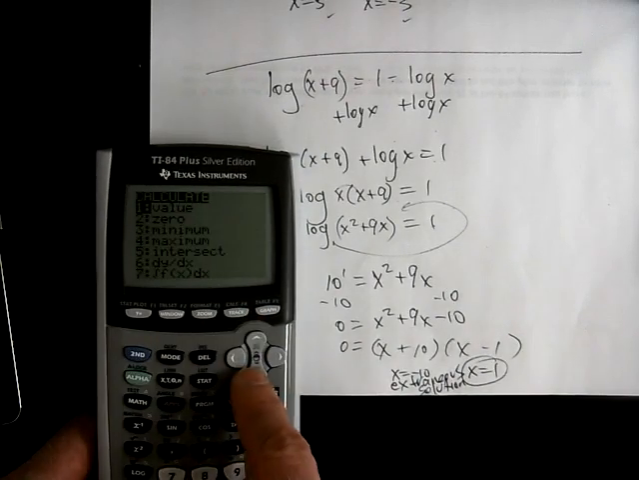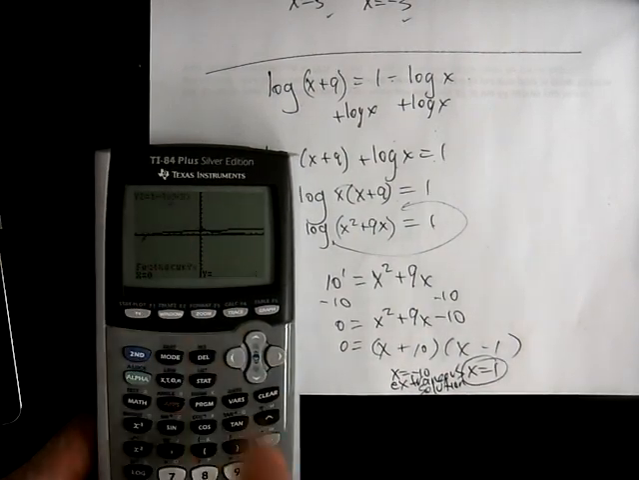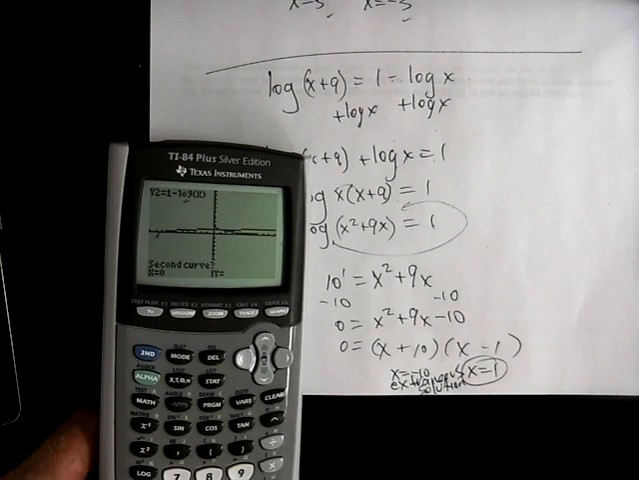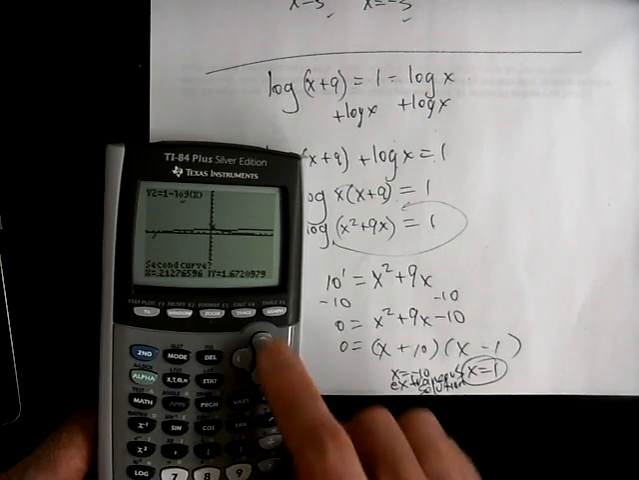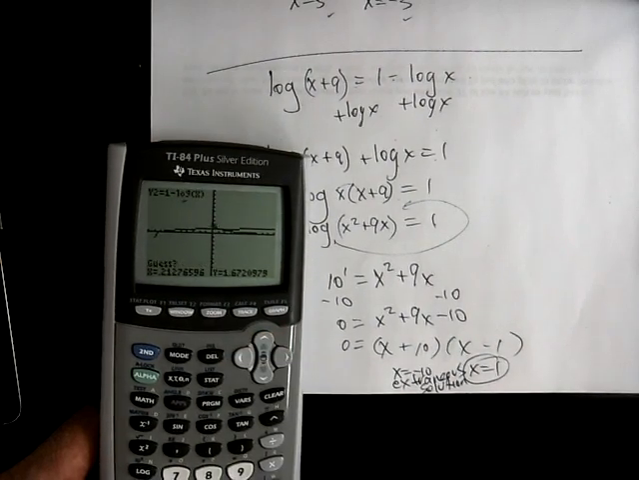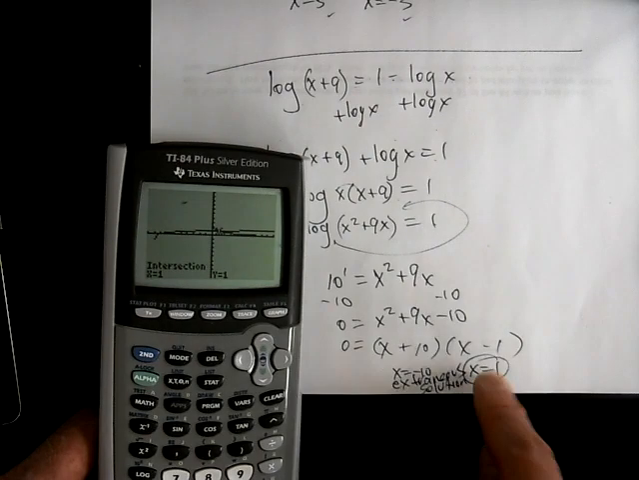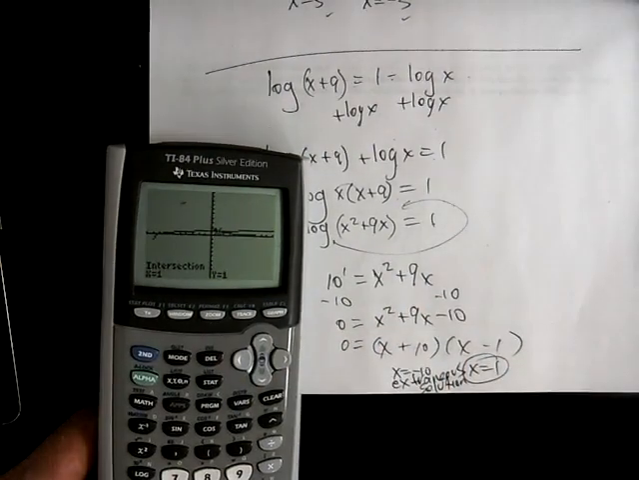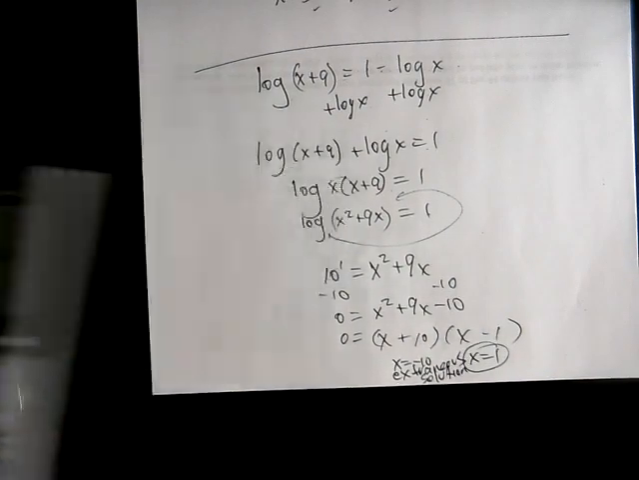So if I do second calc, I can look for intersection. Is that my first curve? Yeah. Is that another curve, the graph that I'm looking for? Yeah. And its answer, let's see, is exactly when x is 1. If you plugged 1 back in, you would get that to work out for a value of 1. But that's your answer. There is no answer of negative 10. Have fun.